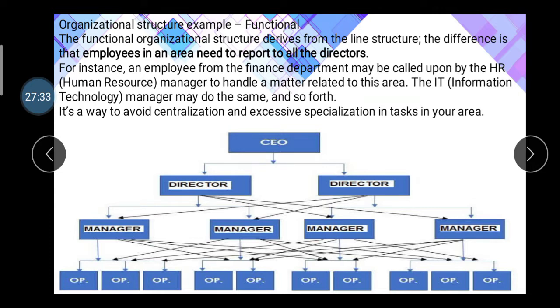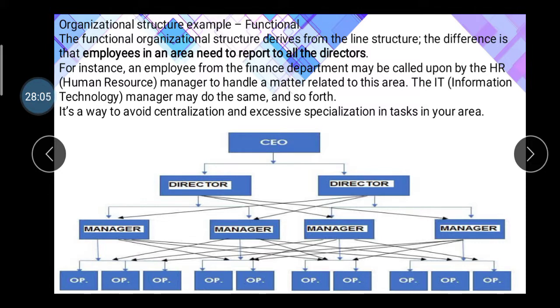In the last diagram, you can see that operational work personnel only report to their own manager. They cannot report to all the managers. But here in the functional structure, they have to follow all the department heads. So, for instance, an employee of the finance department may be called upon by the HR manager to handle a matter in that area. The IT (information technology) manager may also do the same, and so forth.